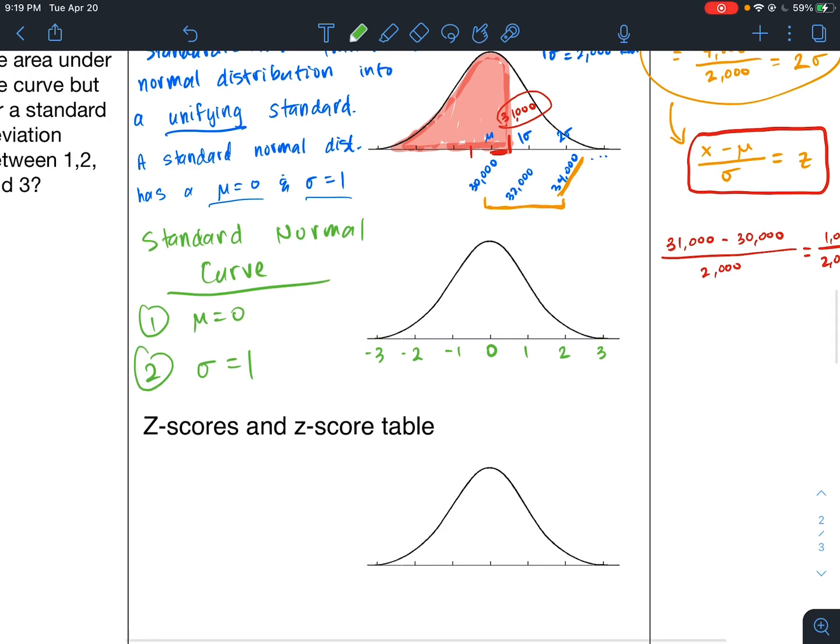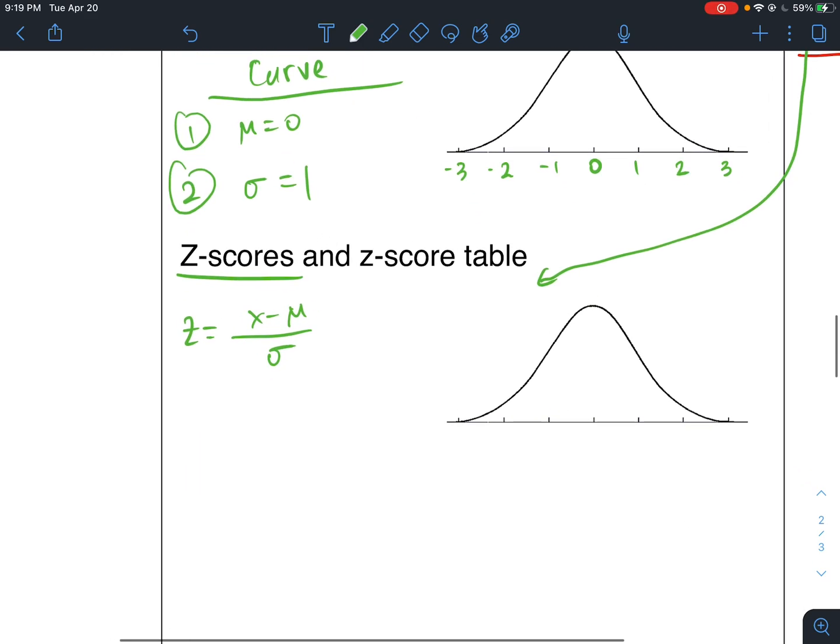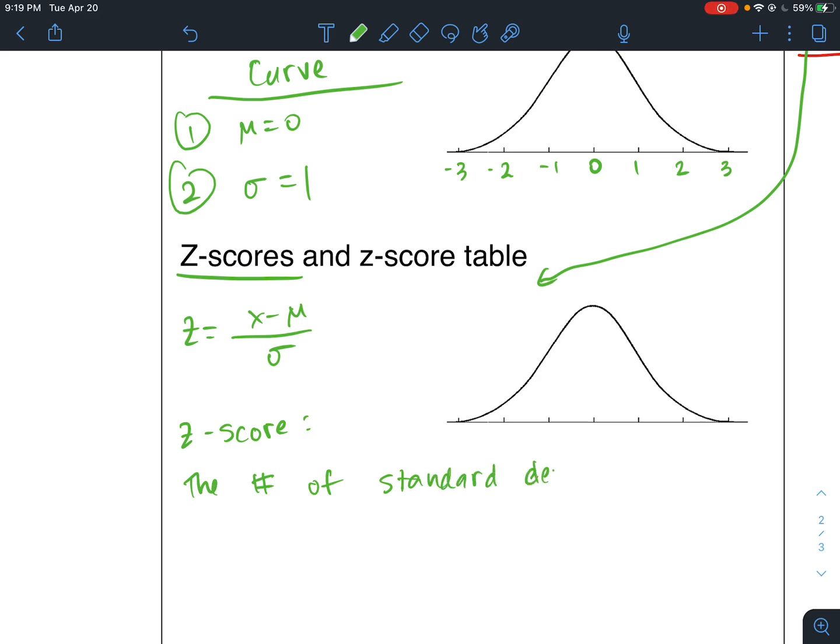Now, I'm going to bring this back up over here. A z-score is this right here: z is equal to x minus the mean over the standard deviation. This is a z-score. And the z-score is the number of standard deviations away from the mean.